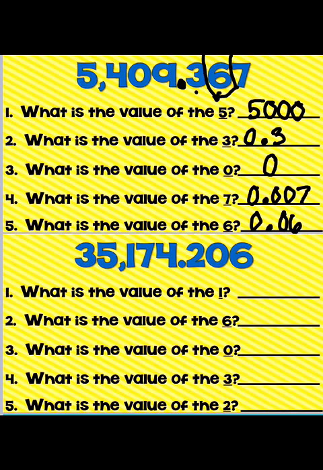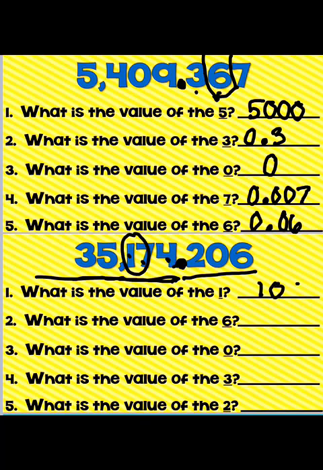Moving on to the next number, this number is 35,174 and 206 thousandths. The first question is, what is the value of the 1? Well, here's our decimal, and we're going to the left, so we know we're in the whole side of the number, so it's ones, tens, hundreds. The 1 is in the hundreds place, so it would be 100.